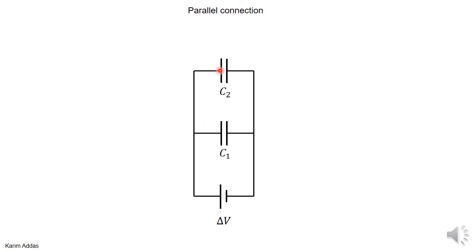So the left plate of this capacitor is connected to the left plate of this capacitor, which is connected to the left side of the battery, and the right plate of this capacitor is connected to the right plate of this capacitor, and it's connected to the right side of the battery. So this is what a parallel connection looks like. When the battery supplies charge to the capacitors, this capacitor will have charge plus Q1 on the left, minus Q1 on the right. This one will have plus Q2 on the left, minus Q2 on the right.